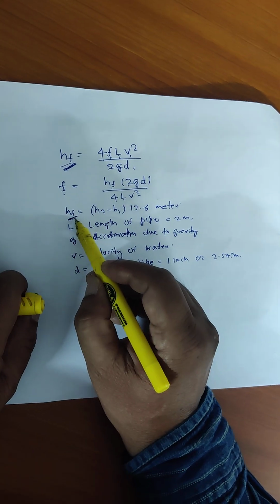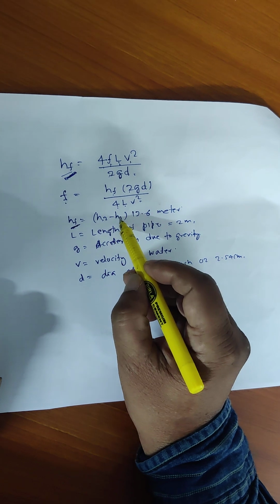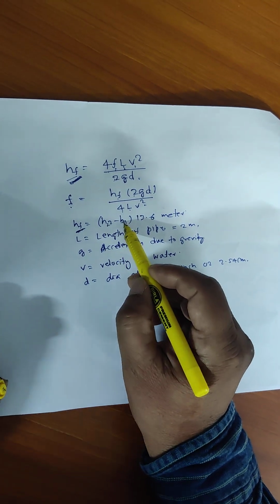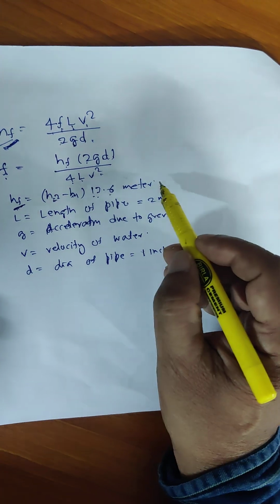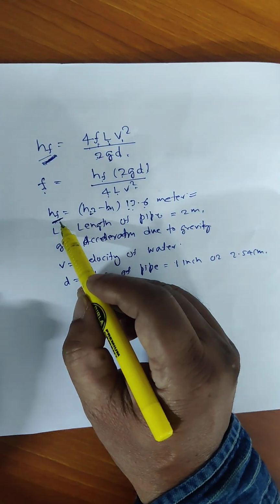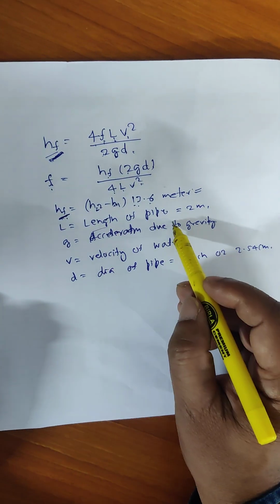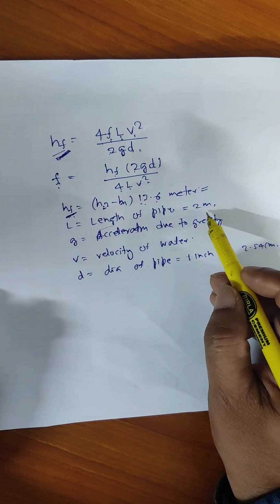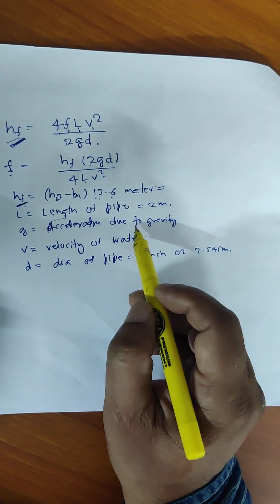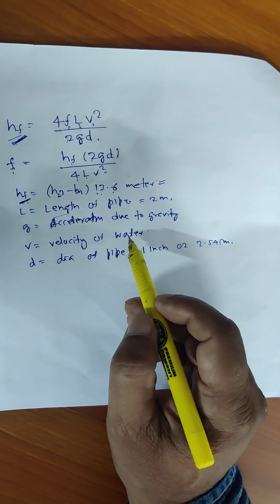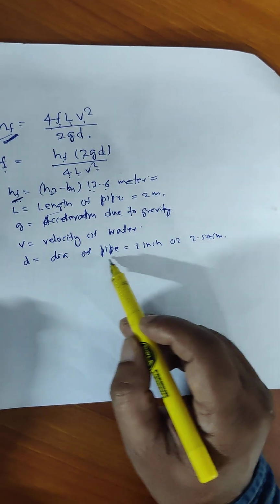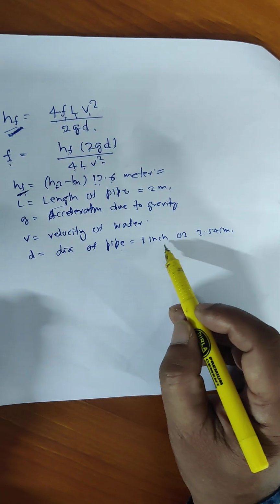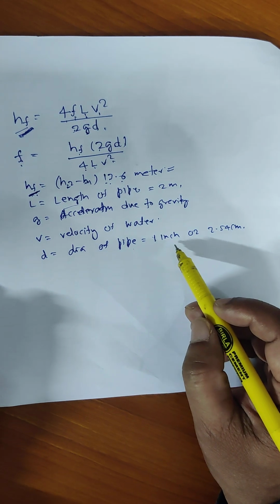HF is loss of head due to friction. H2 minus H1 is the manometric head difference, H2 minus H1 multiplied with 13.6. That will give you loss of head due to friction HF. And L is the length of the pipe, which is equal to 2 meter. G is acceleration due to gravity. V is velocity of water. I told you how to calculate the velocity of water through the pipe, and D is the diameter of the pipe, which is equal to 1 inch we have considered in this experiment.